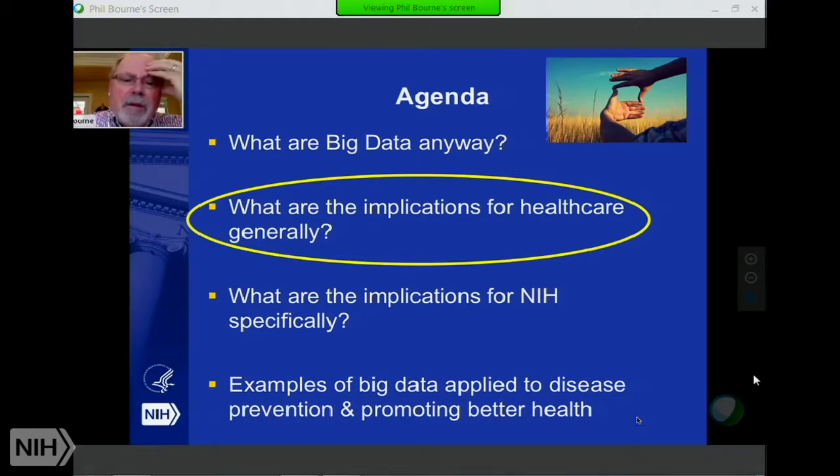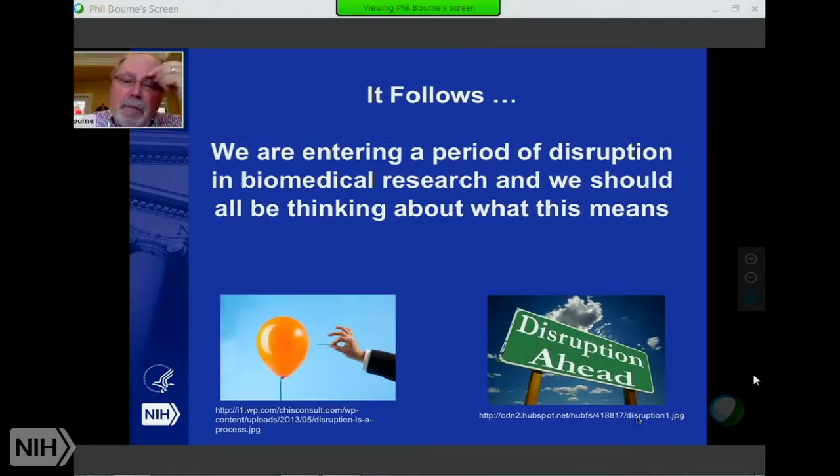What are the general implications? And I would potentially argue, and when I discuss this with Francis Collins, he gets nervous when I use the word disruption. I actually report directly to the NIH director, Francis Collins. But I think it's worth thinking about in this context at least.